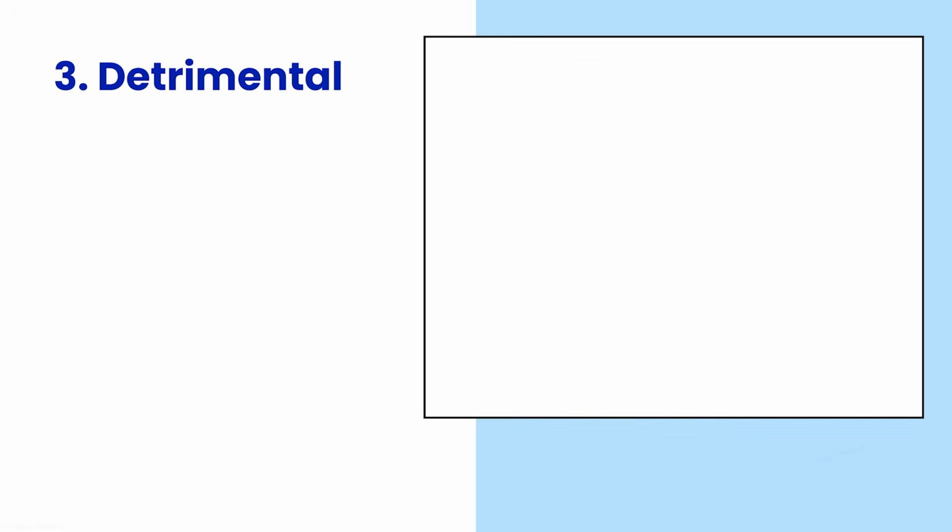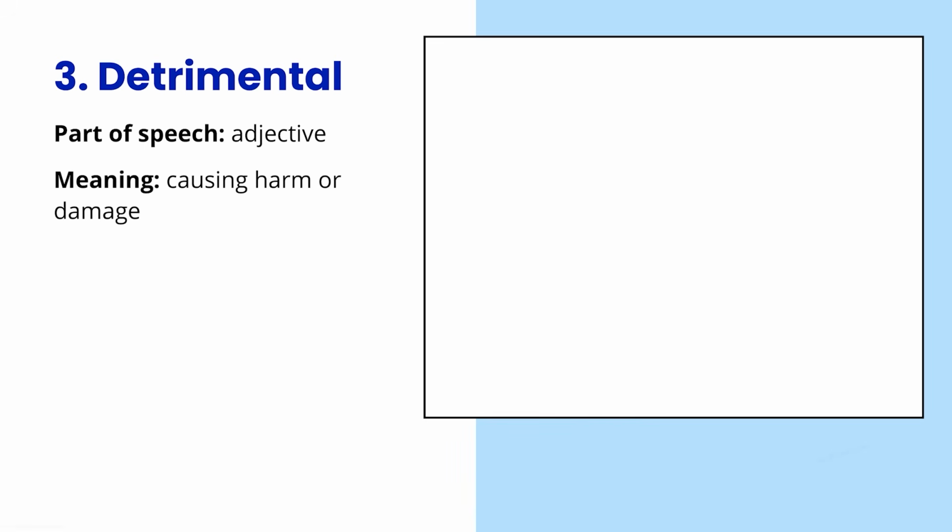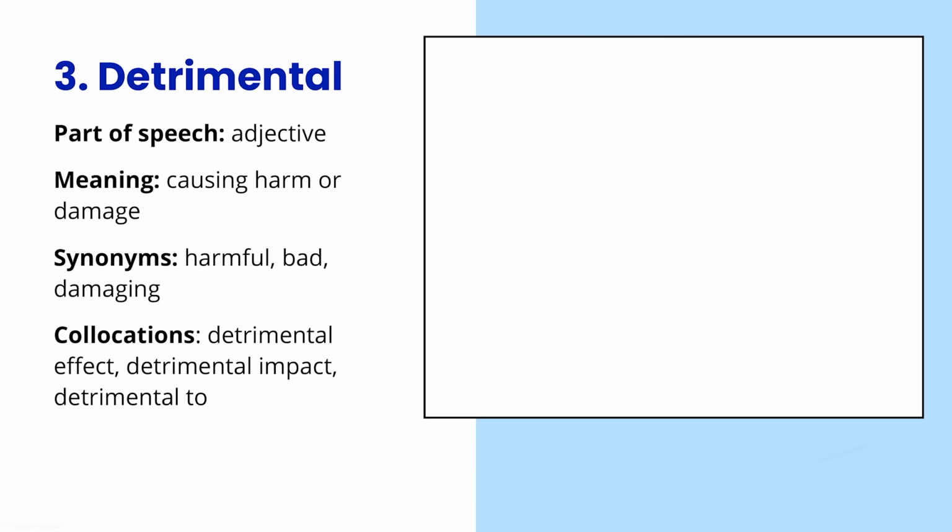Let's move on to word number 3, which is detrimental. Detrimental is a great word. It's an adjective, and it means causing harm or damage. Synonyms are harmful, bad, or damaging. So here are some collocations: detrimental effect. So this means a bad effect which has caused harm or caused something negative to happen.